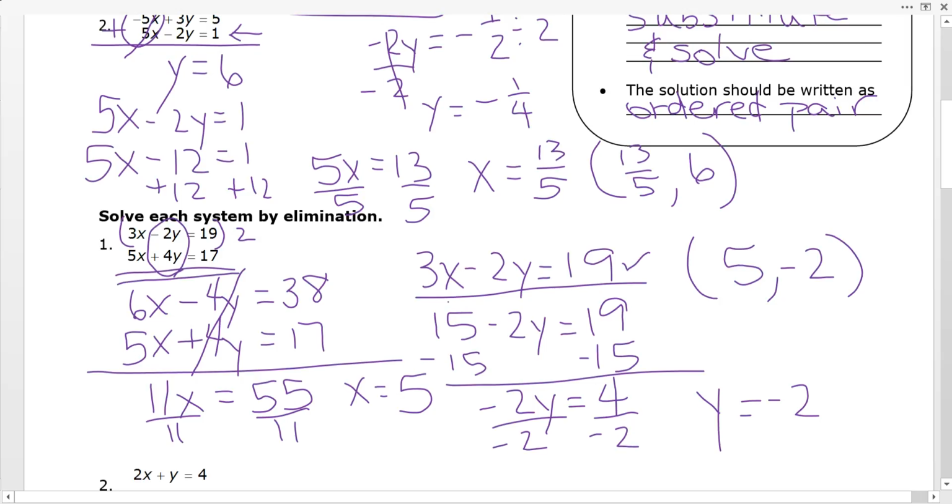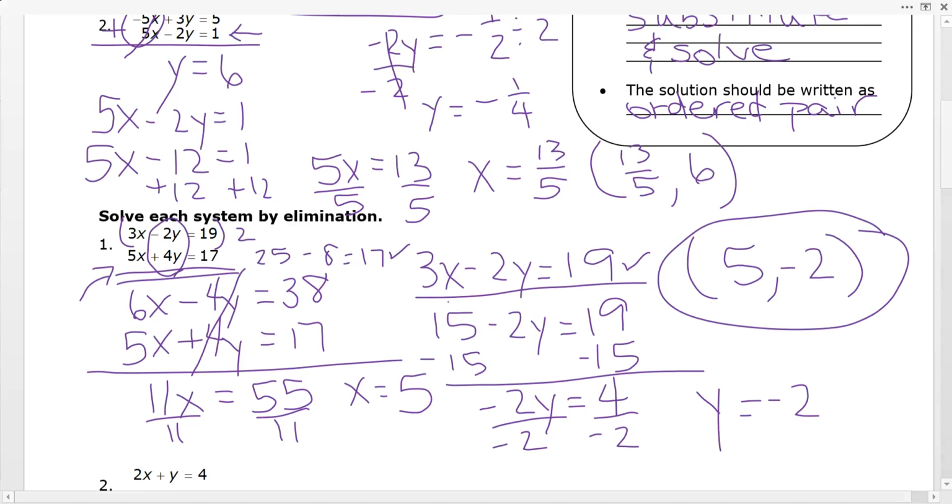Now I'm going to go back to the second one. 5 times 5 is 25. So I have 25 minus 8 equals 17, and that also checks out. So I know my ordered pair is correct because I substituted it back into both equations just to check, kind of in my head, and make sure that they made sense.